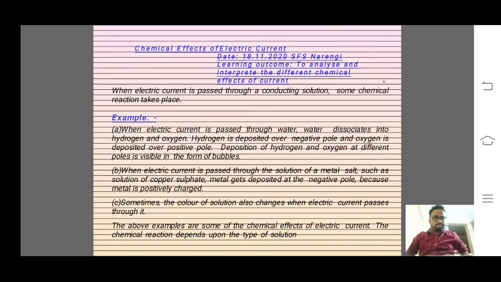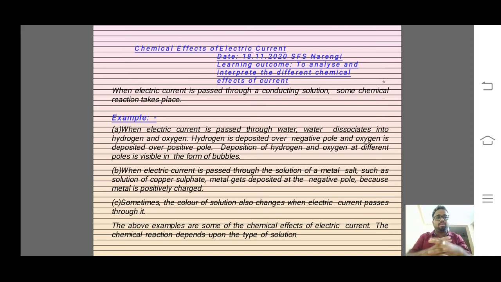Good morning, students. Today we discuss the next topic, that is chemical effects of electric current. What are the different types of chemical effects of electric current? But before we start, today we will come to know what the different effects of electric current are first of all. So before we start, let us go to the recapitulation of the previous class.